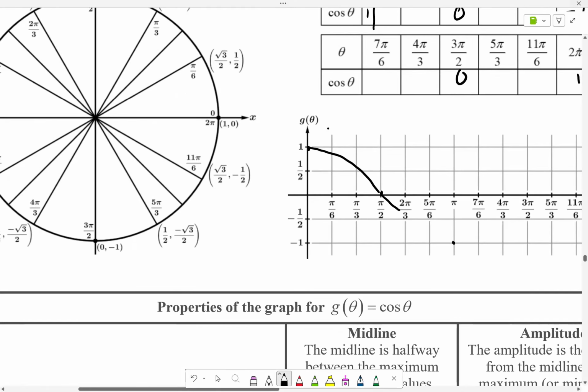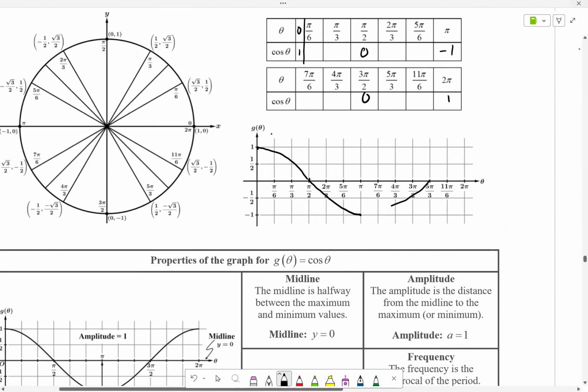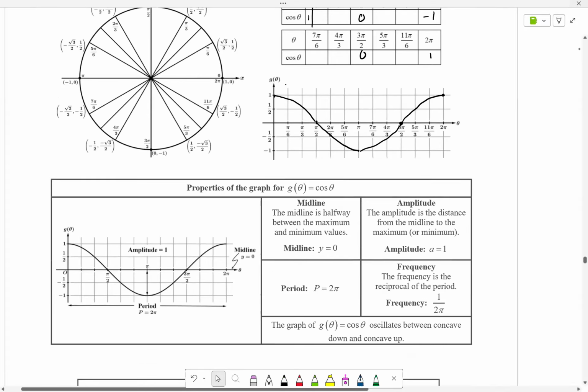I have this down here. Oops, I missed it. And so this is, of course, the cosine graph. It looks like this, and it has all the same kind of features: the midline, amplitude, period, and the frequency is the reciprocal of the period.